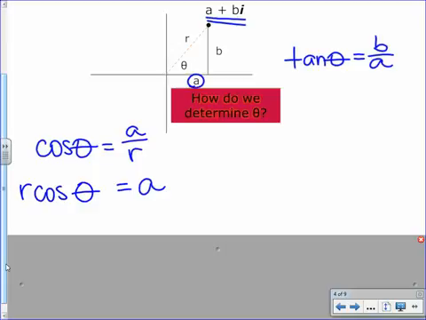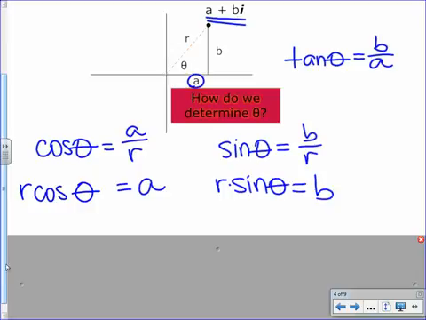Okay, and what about as far as A plus BI? R is the absolute value. R is the distance from 0. Okay? What about B? What will we use? The sine of theta is opposite over hypotenuse, or in other words, R times the sine of theta is B.